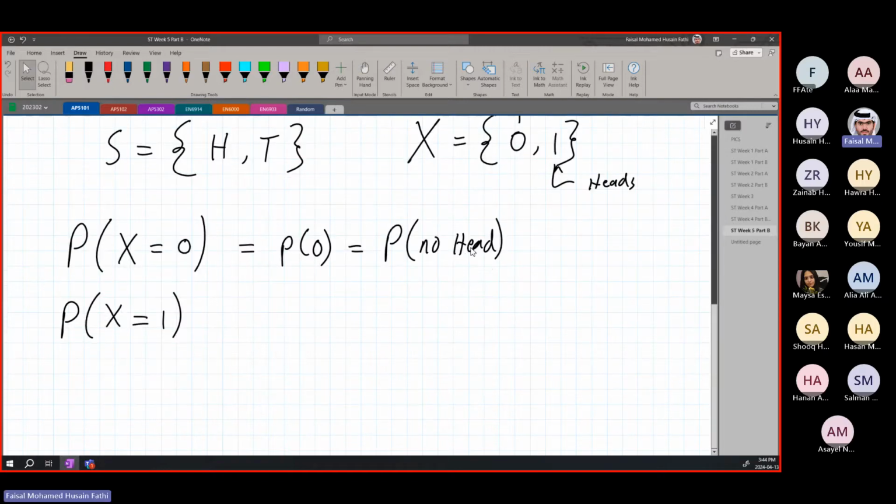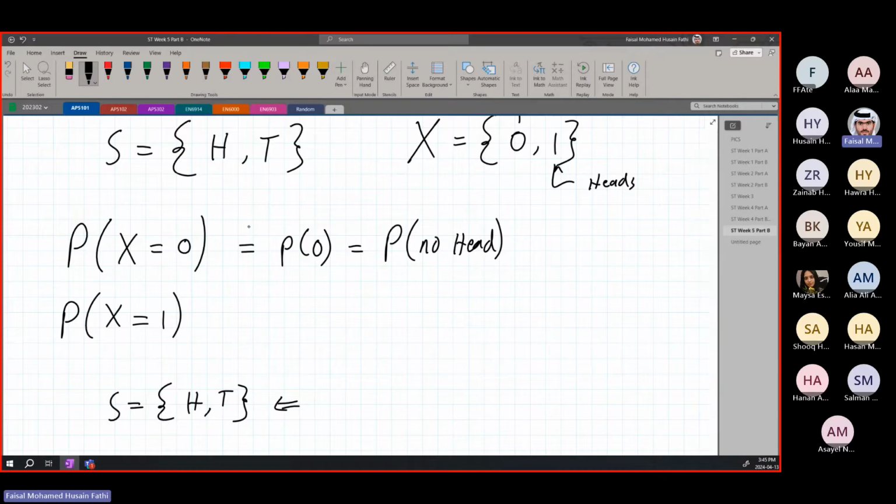Here, if we are relating it to our sample space S, when do we get no head? So S is H and T. What is the probability of getting no head? The probability of getting no head is basically the probability of getting tails, which is 1 over 2. This is what this means: the probability of getting no head, or the probability of getting tails, is equal to half.